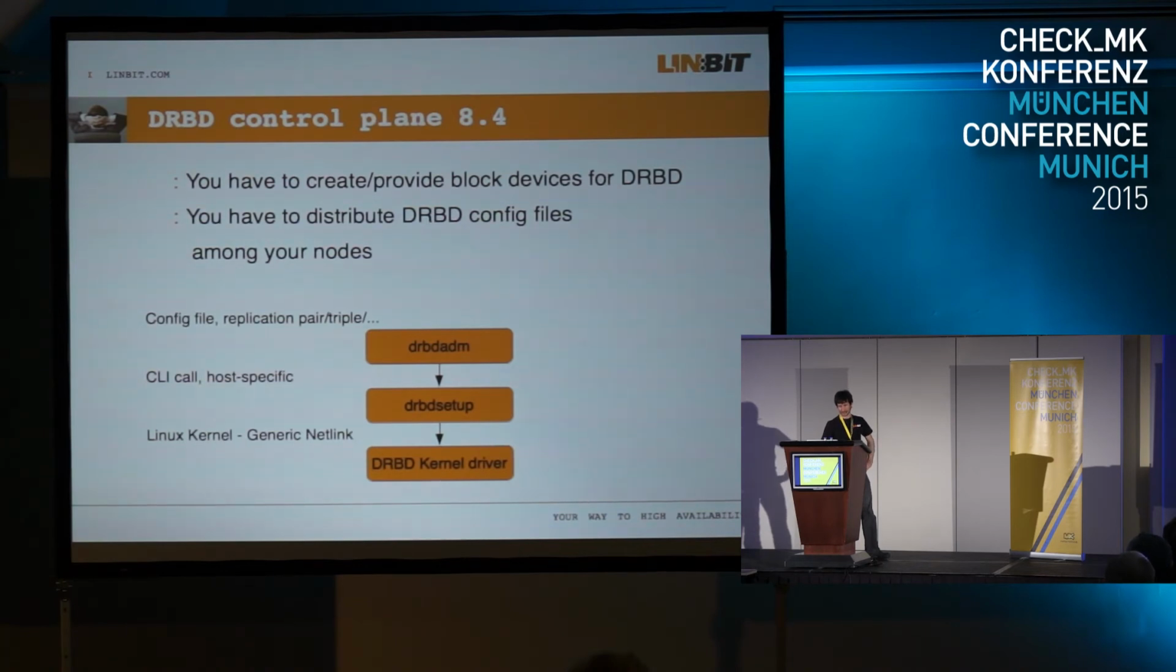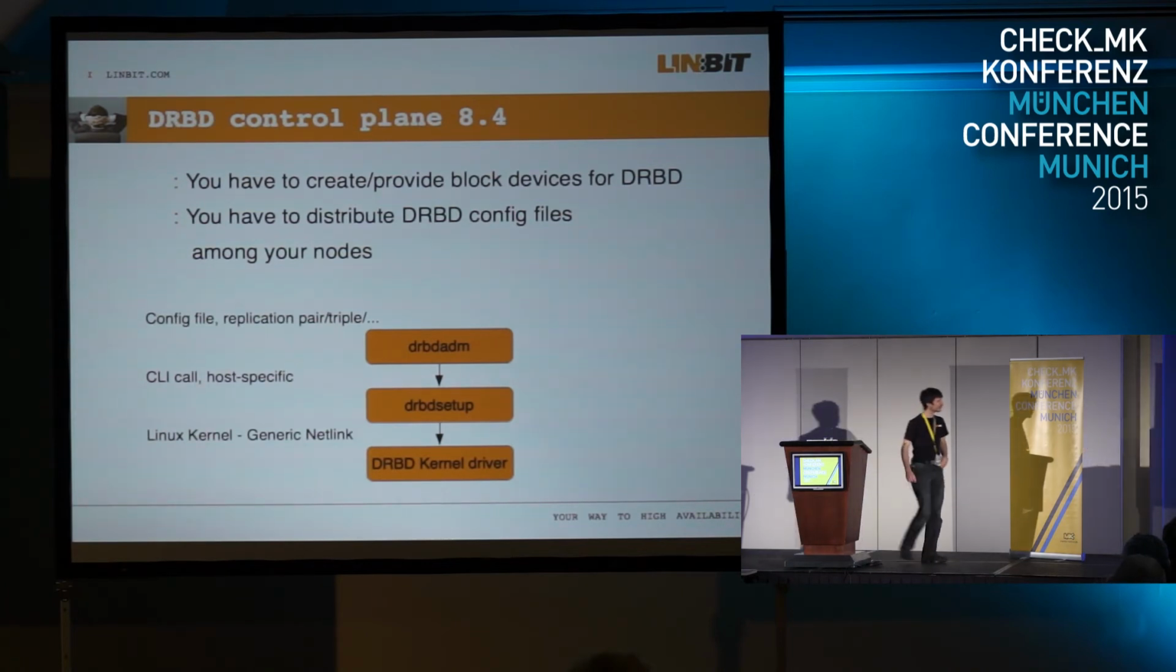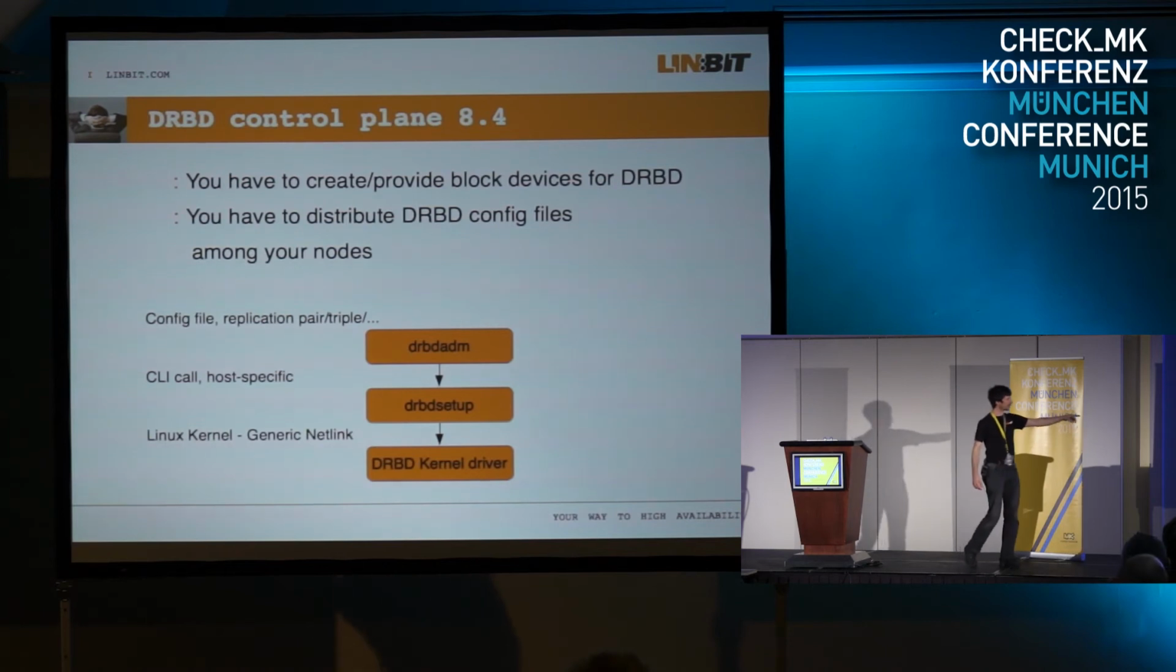So the comparison between 8.4 and 9 is that with DRBD 8, it was necessary to administer two nodes. You had configuration files for all the individual resources, copied them onto the cluster nodes, and then you were able to use them on both cluster nodes. For 9, that would actually take too long. You can see that down here if you just look at this.